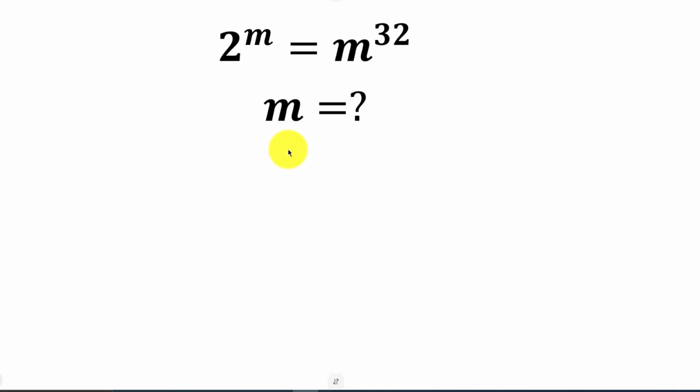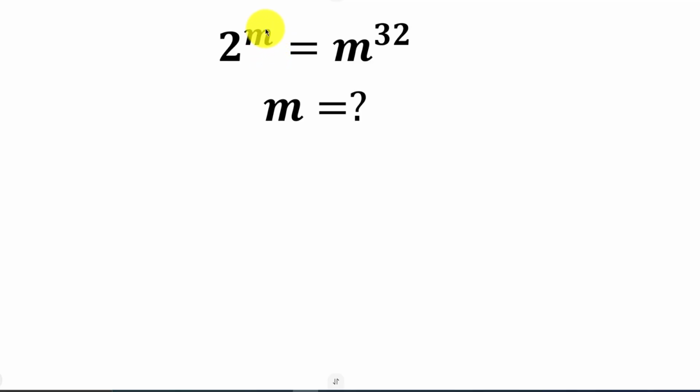We have an interesting question that says find the value of m given that 2 to the power of m is equal to m to the power of 32. In solving this kind of a question, all we have to do is to separate the variables.